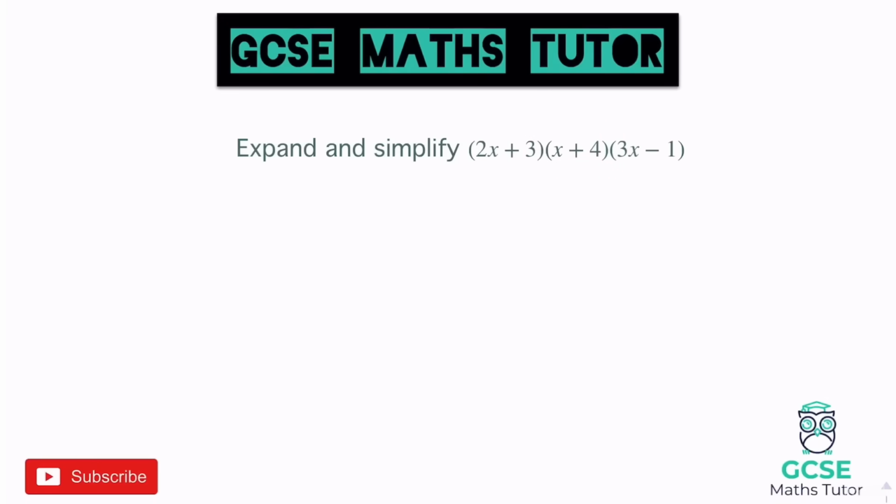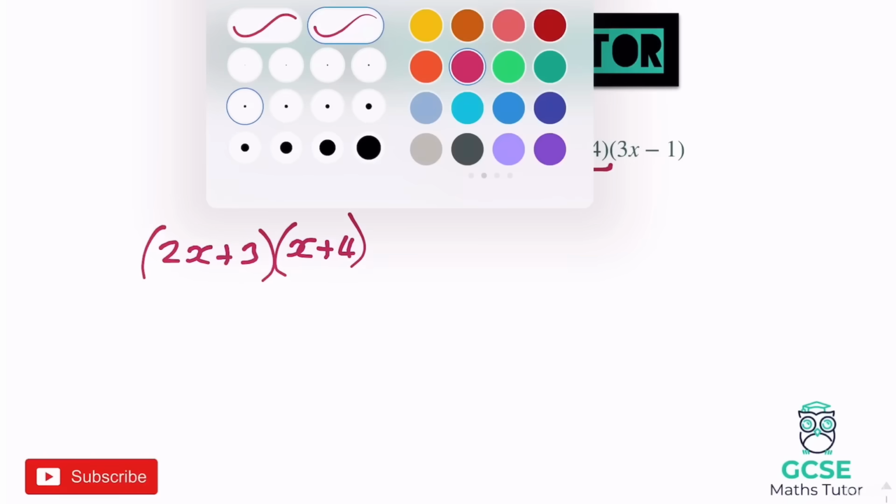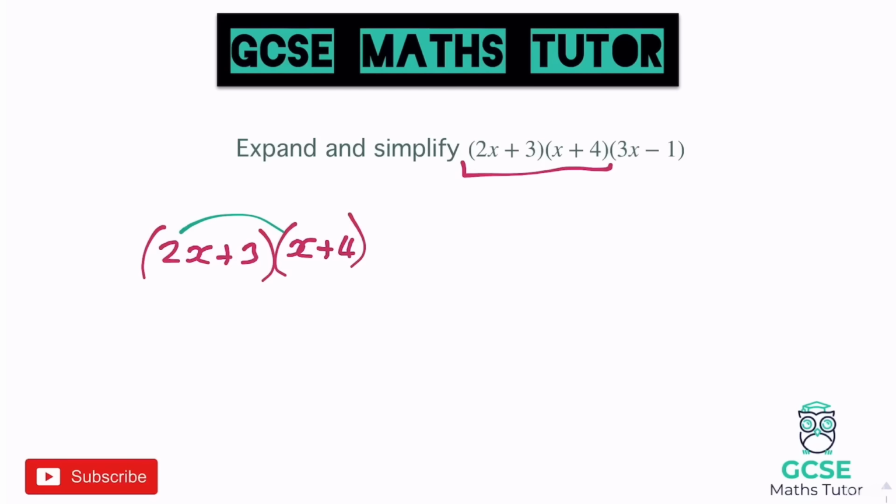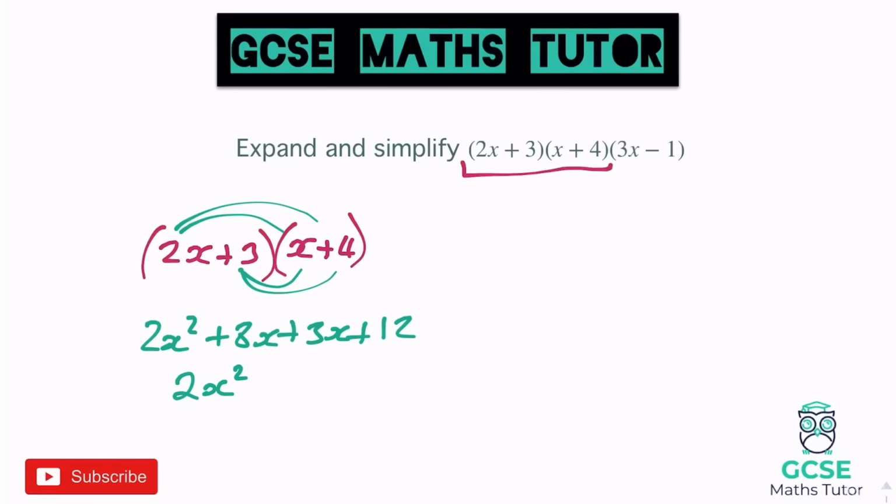Okay, and on to algebra. This is a bit of a long one. Let's have a look. So we've got triple brackets to start with. Now you can expand any two that you want to start with. I'm just going to go for the first two. So if we expand those to start with, let's have a look at what we get. So 2x plus 3 multiplied by x plus 4. Now if we expand that out, just following normal expansion rules, we get 2x squared plus 8x plus 3x plus 12 on that last bit there. Okay, tidying that up first. So tidy this up, simplify it down, we get 2x squared plus 11x plus 12.